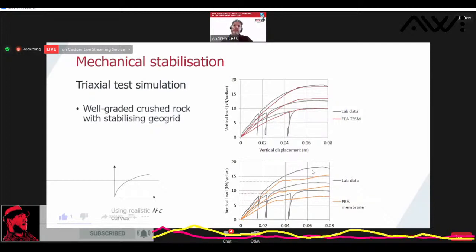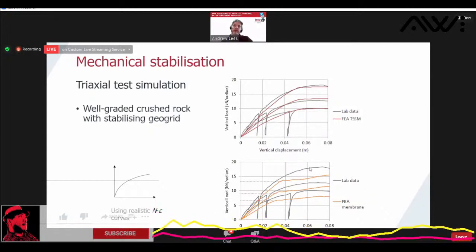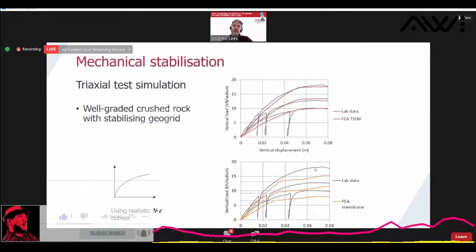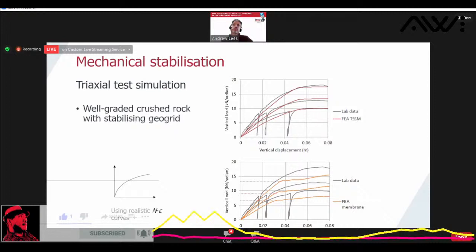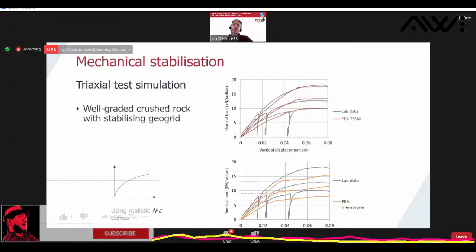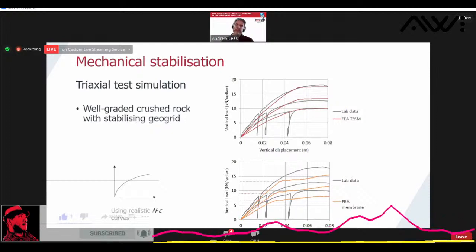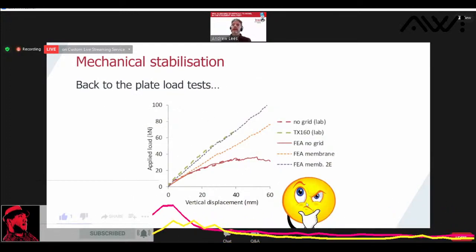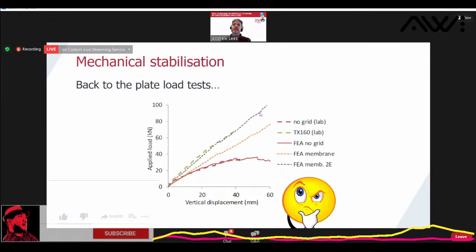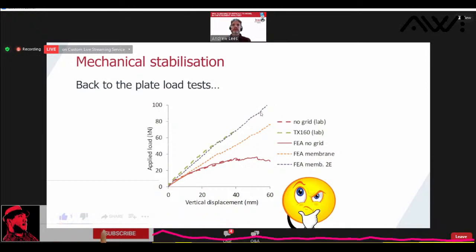The true performance of the aggregate with the geogrid is greater than the sum of the parts, because the geogrid is actually improving the aggregate, and you need to include that effect in the model. So if we go back to the plate load tests that we saw before, our friend here was rightly skeptical about doubling the stiffness.